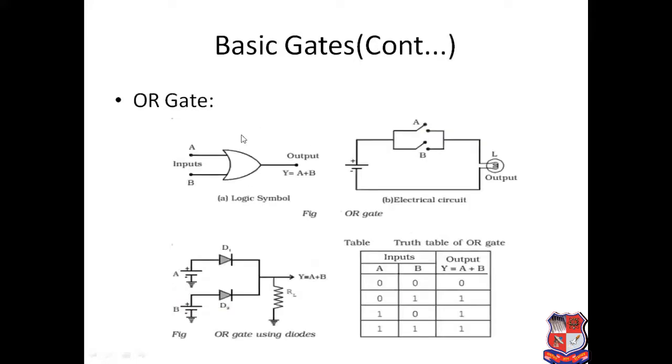Next is OR gate. So this is the expression of OR gate: A plus B, or A OR B. If either input A or B is high, then my output should be high. Here you can see that when both the inputs are 0, the output should be 0, and if one of the inputs is 1 or high, then my output should be high.